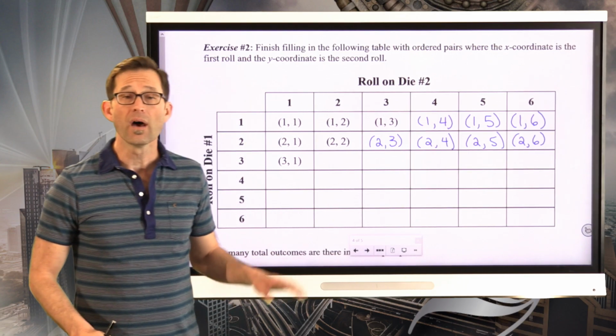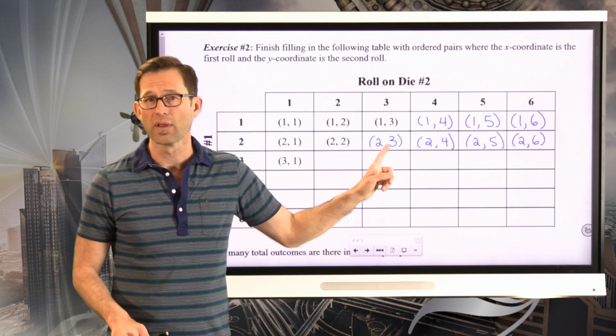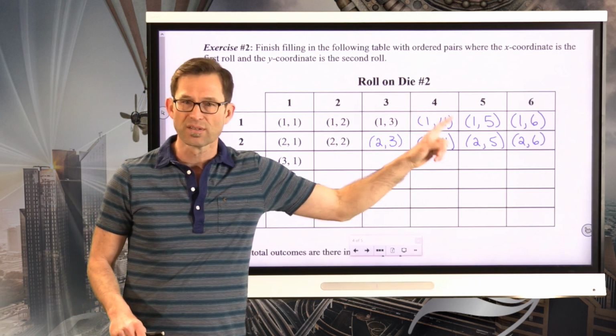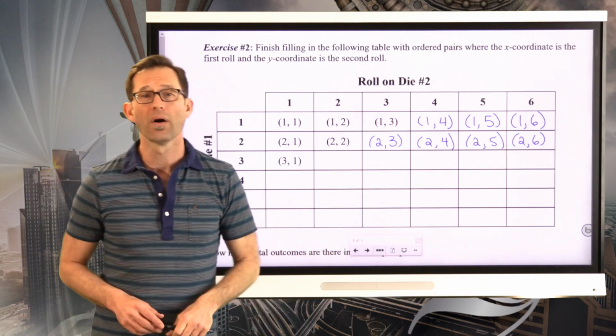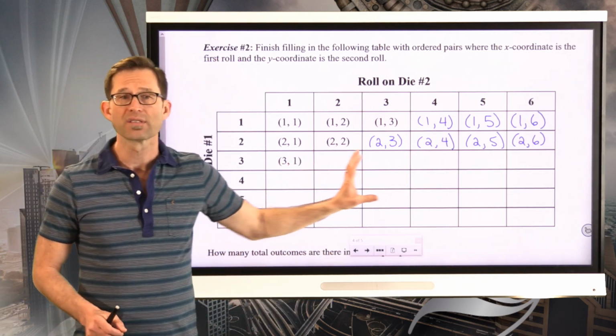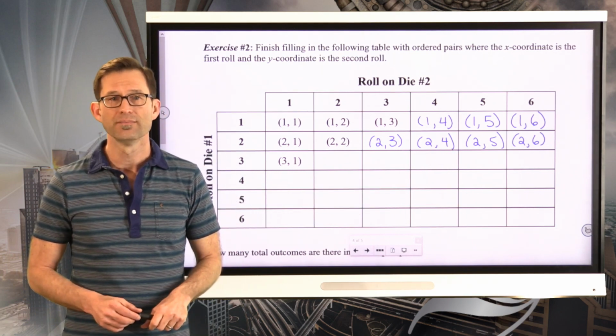By the way, I'm not doing the sums yet, but you can think about the sums. If you took the 2, 3, that would be a sum of 5, this would be a sum of 6, this would be a sum of 7, this would be a sum of 8, etc. Why don't you pause the video now and fill out the rest of this outcome table to show all the equally likely outcomes.